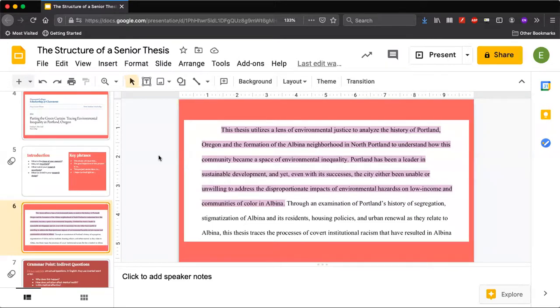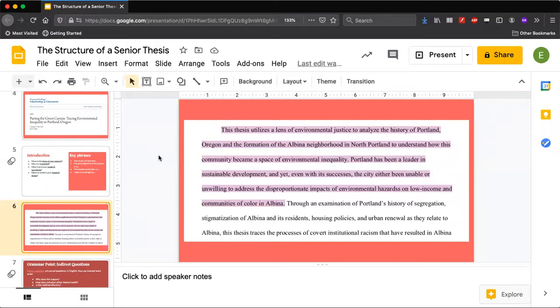Portland has been a leader in sustainable development, and yet, even with its successes, the city, so this is a typo, has either been unable or unwilling to address the disproportionate impacts of environmental hazards, another typo, on low income and communities of color in Albina, right?